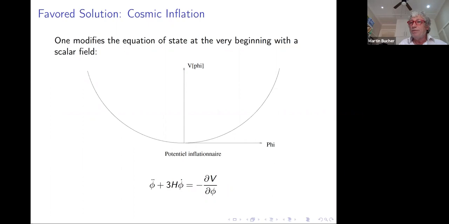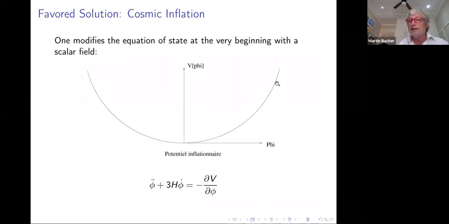And so you basically have the pressure tuned so that if you expand, the density doesn't go down. So you have a constant expansion rate. So this is exponential or quasi-exponential expansion.